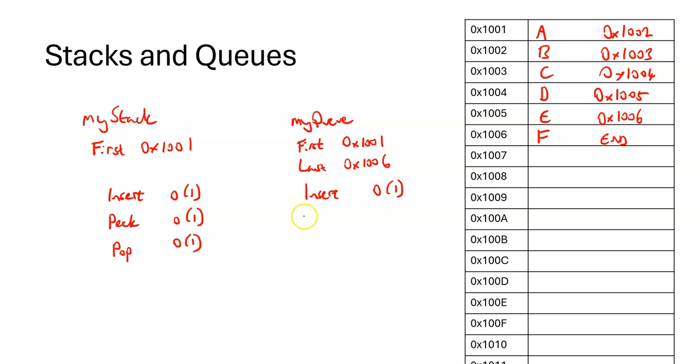If we wanted to dequeue, that is also going to be done in constant time with this implementation. We look up the first item, which is here. We change the marker to 1002, and then we can essentially discard that. So dequeuing is big O of 1 as well.